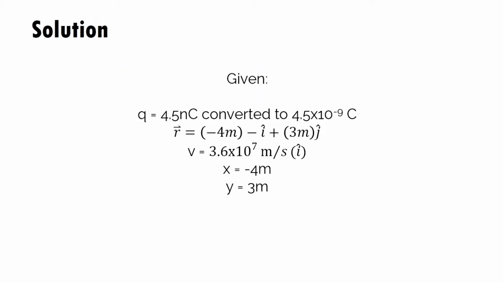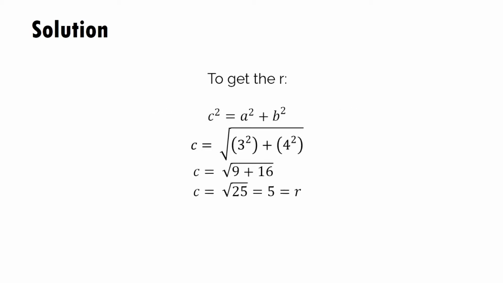Let's list first all the given. After that, let's identify what formulas we are going to use. In this problem, we're going to use the formula for the point charge in vector form. As you can see, we don't have the values for our r and the r hat yet. So in order to get the r, we are going to use the Pythagorean theorem, which is c squared equals a squared plus b squared, where c is our r, a is 3, and b is equal to 4. So we get the value of r, which is 5.